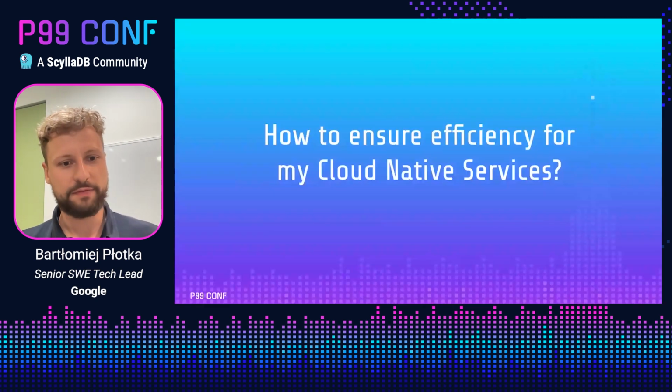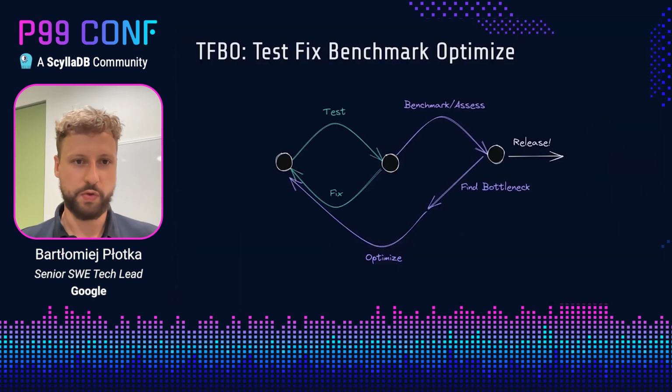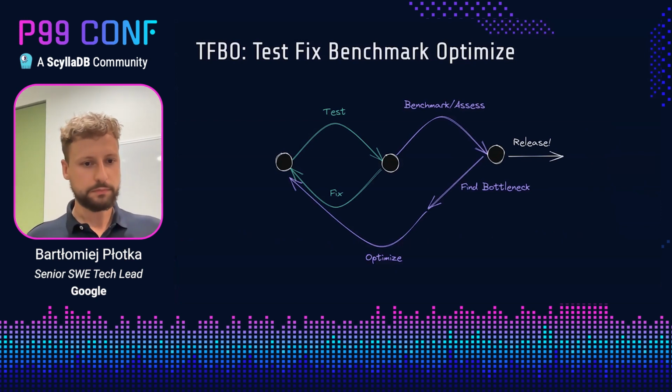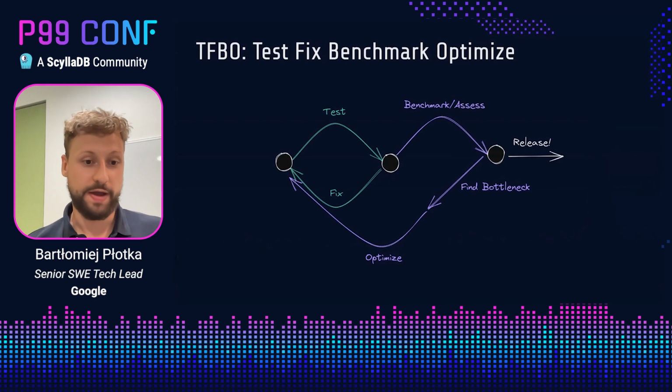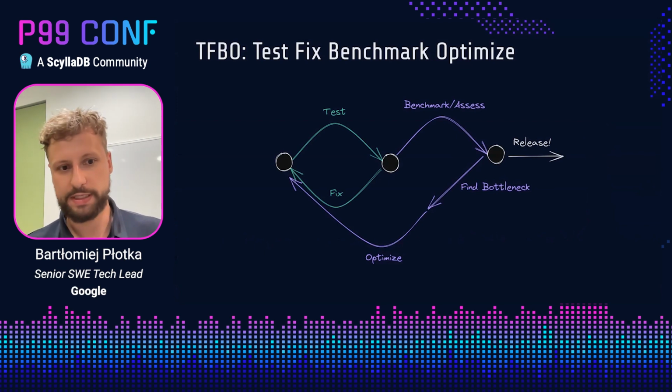So how do we do it effectively? Well, I like to draw this process. I call it TFBO. It's in my book as well. Test, fix, benchmark, optimize. It's very straightforward. It gives you a hand in what steps you should ideally take to have an effective development process that includes efficiency aspects in a pragmatic way.